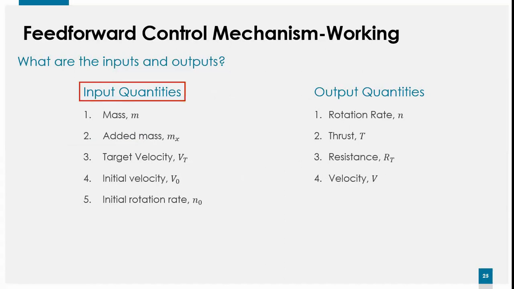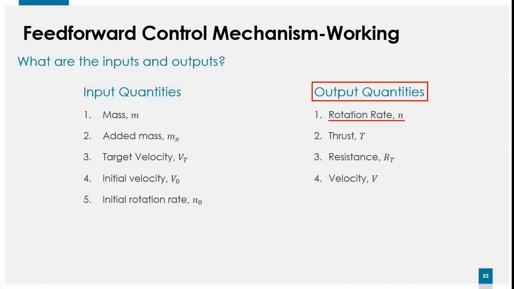The inputs are the mass of the underwater vehicle M, the added mass mx, which is the mass of water moving with the vehicle due to the no-slip condition, the target velocity vt, which is the velocity we want the vehicle to achieve, the initial velocity of the vehicle v naught, and the initial propeller rotation rate n naught. The main outputs are the rotation rate of the propeller n, the corresponding thrust produced t, the resistance encountered by the vehicle rt, and the vehicle's velocity v. These output quantities are calculated in every iteration.